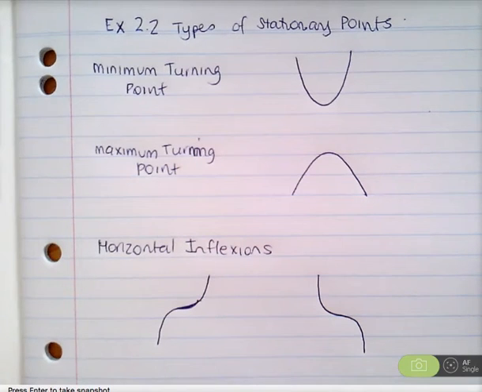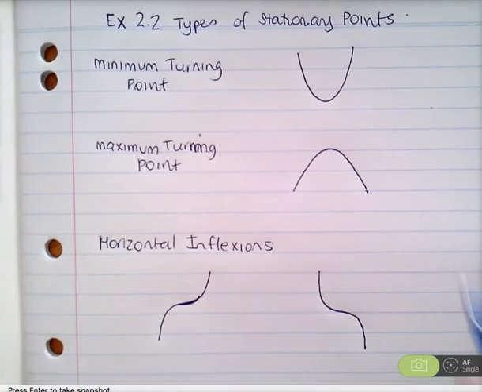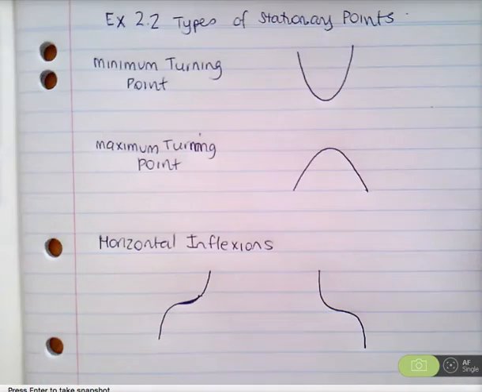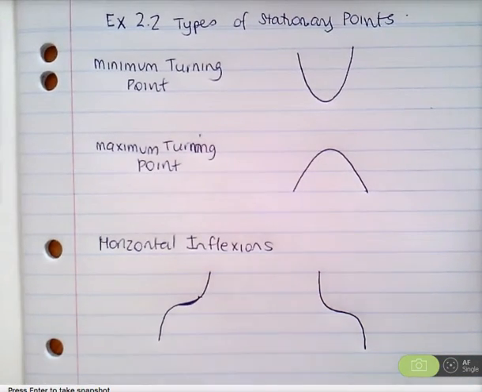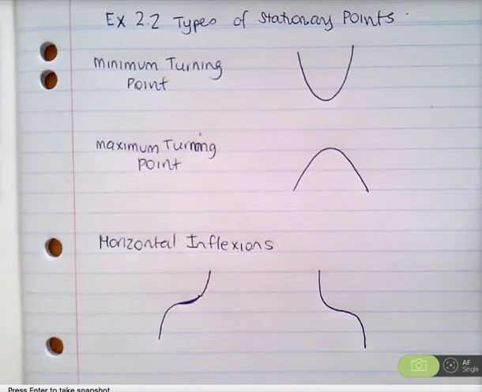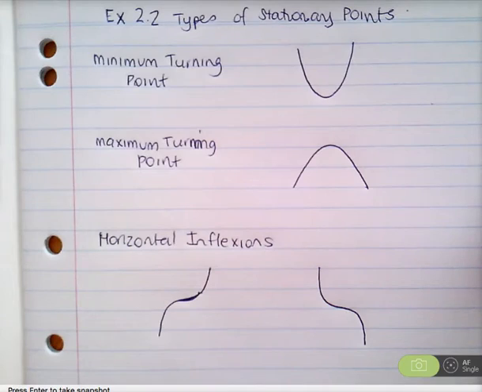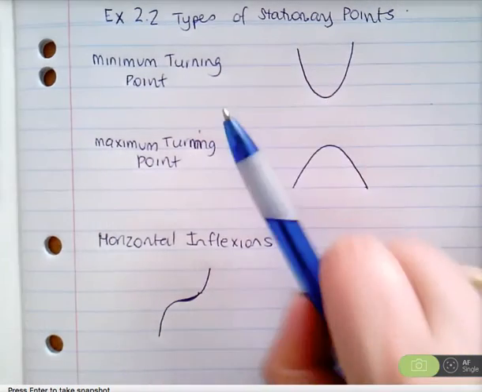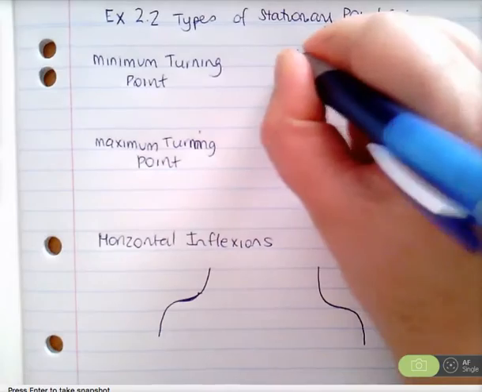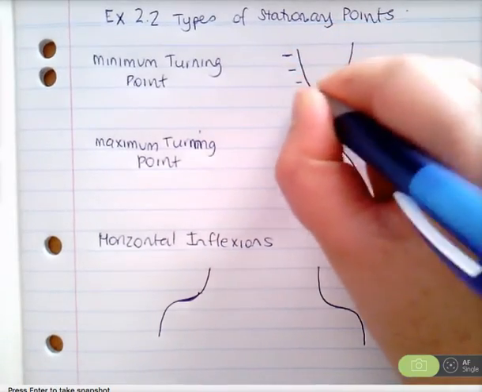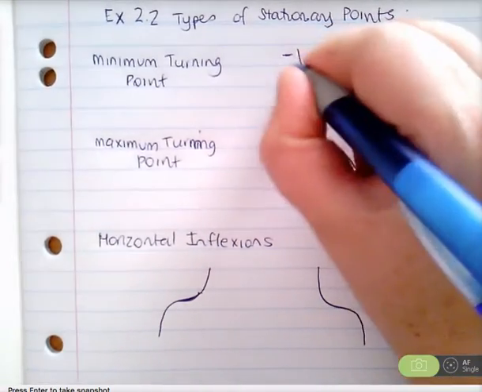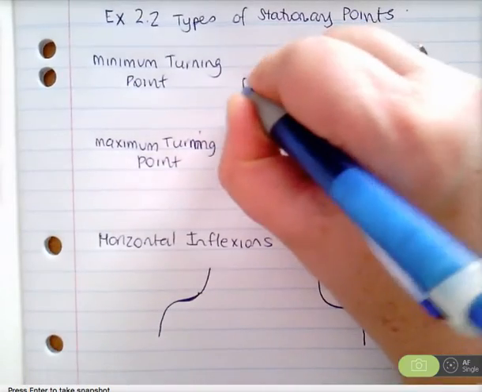Okay, this is exercise 2.2, types of stationary points. Now, in this exercise, we're going to be looking at 3 types of stationary points. What defines a stationary point is that at some point on the curve, you will have a gradient of 0. So if we look at the gradient of the curve here, it's negative. So this is a negative gradient, and that's indicated by the first derivative. So here I've got a negative gradient.